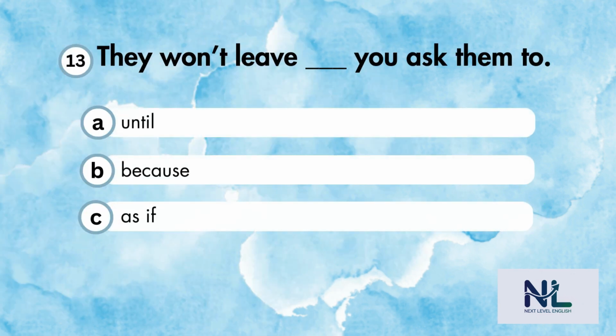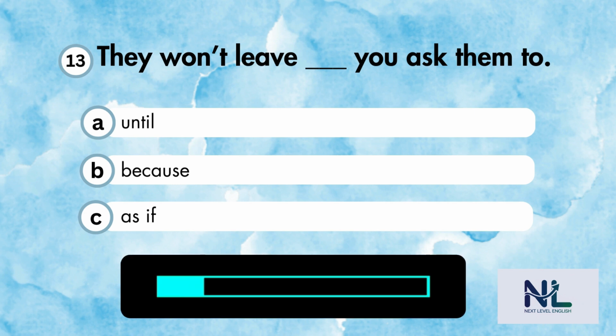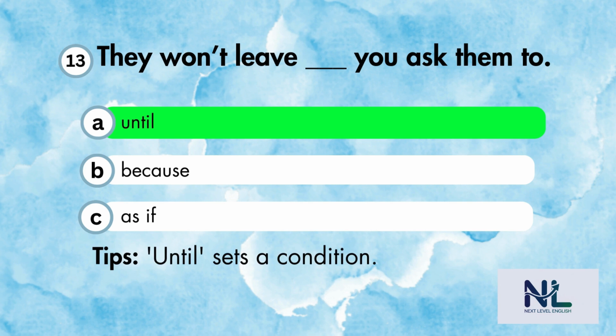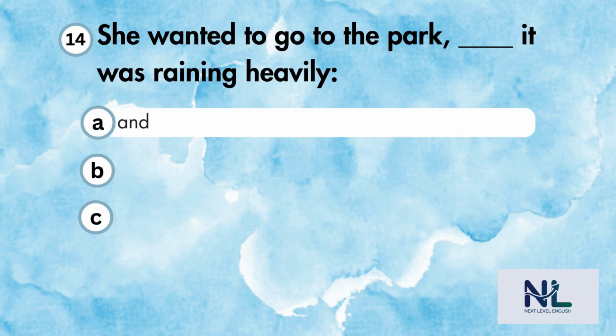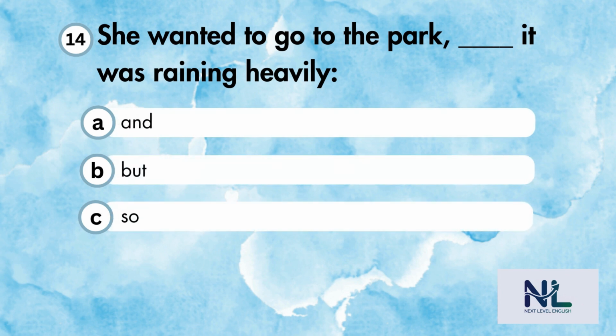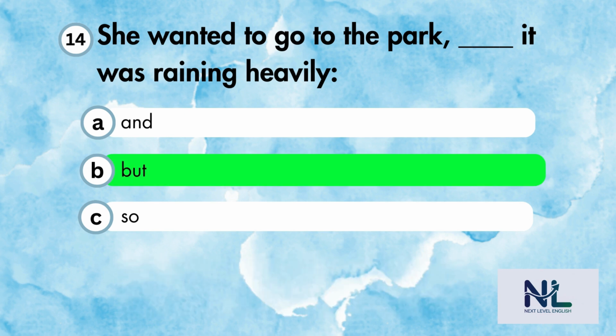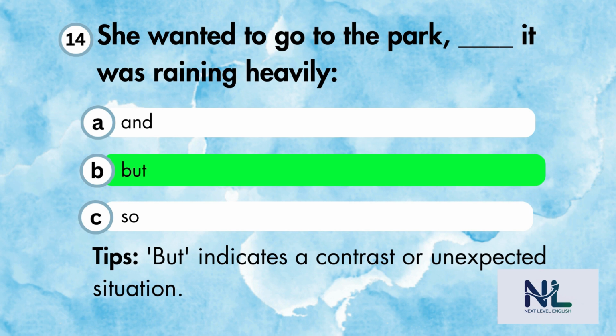13. They won't leave. You ask them to. Until. Tips, until sets a condition. 14. She wanted to go to the park. It was raining heavily. But. Tips, but indicates a contrast or unexpected situation.